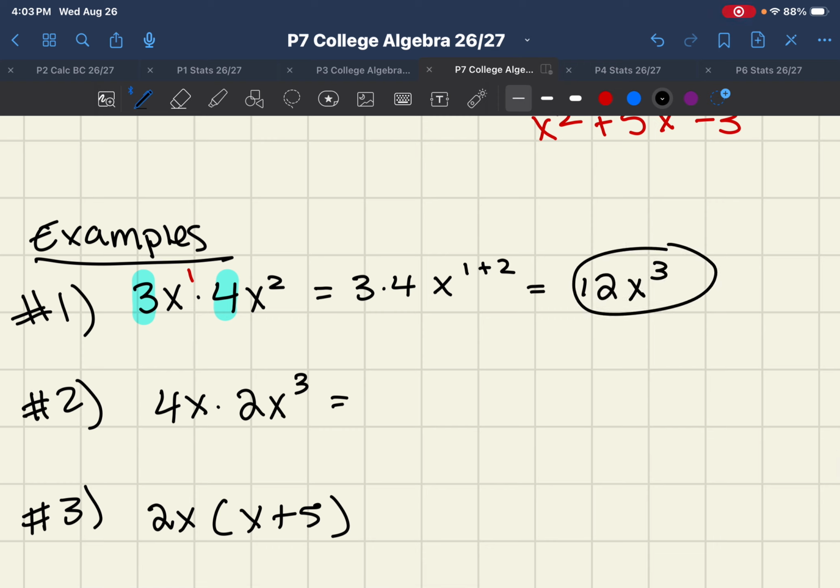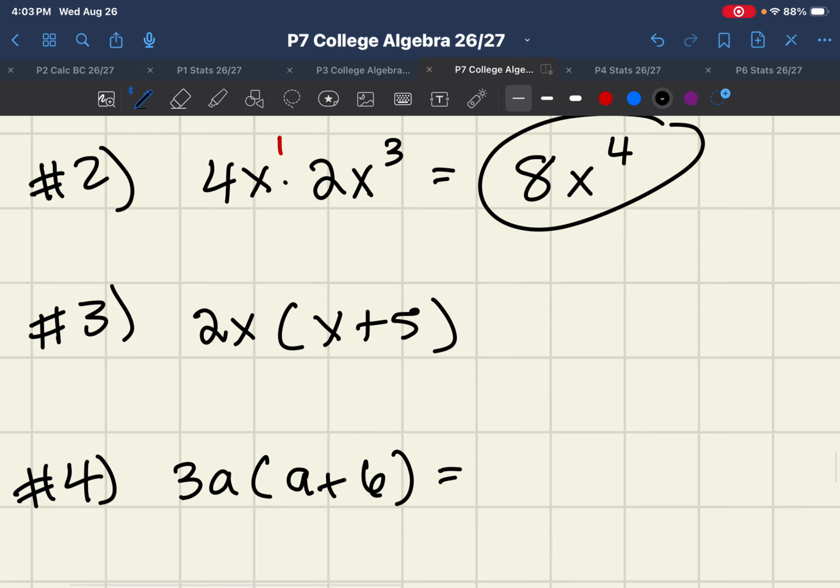Okay, same with number 2. We look at the coefficients. So this is 4 times 2, which is 8. We write our x because it's the common base. I look at my exponents and I add them since I'm multiplying. So 1 plus 3 is 4. So 8x to the fourth power.